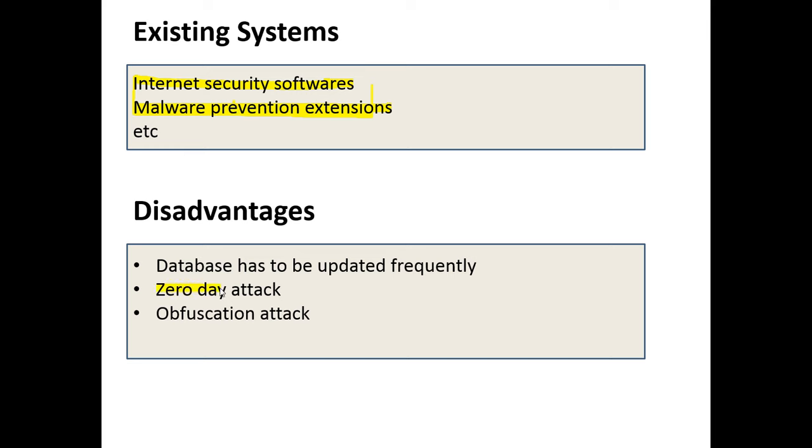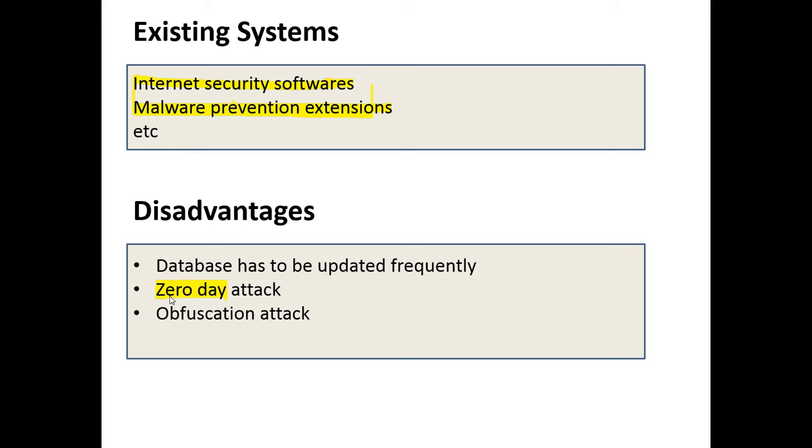The meaning of zero-day attack is this: as I told you, the list of all the malicious sites will be stored in the database. Every time you visit a site, the plugin will check whether that site is listed in the database or not. If it is listed in the database, it is malicious, so it will block the site right away. If it is not listed in the database, it is considered not malicious, and it will allow the page to be rendered.